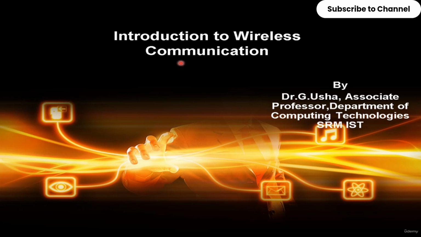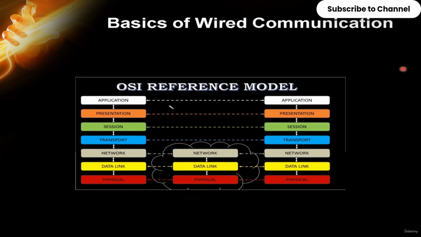Hi, in this lecture we are going to discuss Introduction to Wireless Communication. So before understanding wireless communication, quick recap, we will see how wired communication takes place. Wired communication takes place with 7 layers: physical layer, data link layer, network layer, transport layer, session layer, presentation layer, application layer. So there is a sender side and a receiver side.